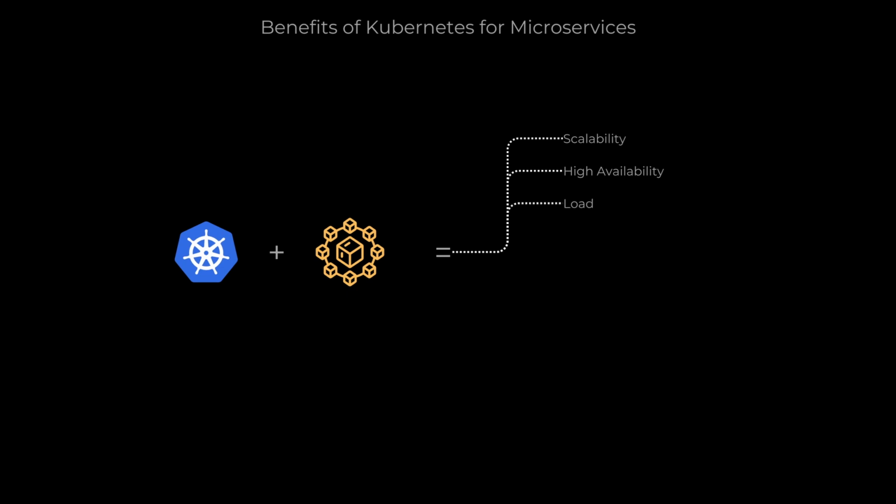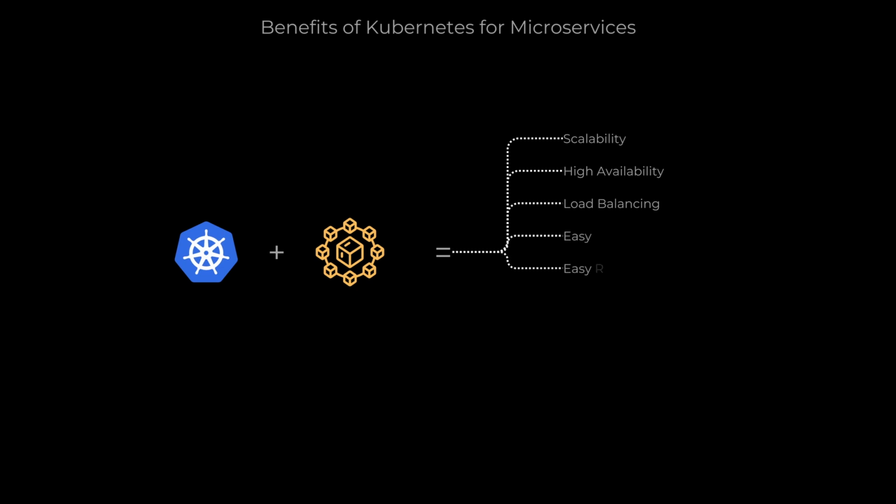Load balancing. Kubernetes offers built-in load balancing capabilities, which are crucial for microservice architecture. With load balancing, Kubernetes evenly distributes incoming traffic across different instances of your microservices, ensuring optimal performance and preventing any single instance from becoming overwhelmed. This helps maintain a smooth and responsive experience for your users.